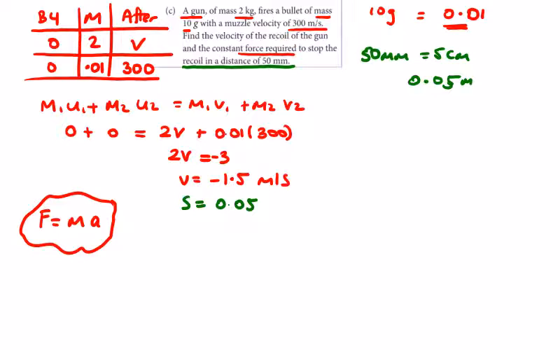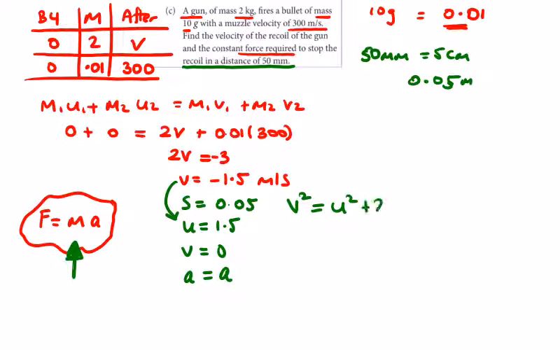What else have we got here? We know that it's going to come to rest, so that we'll call V. We'll call U 1.5, the initial speed of the gun, and then it's going to come to rest. So this V and this U are the same. And we have distance, we have initial speed, it's going to rest. We're looking for A, so we can plug it into this formula to get the force required to stop it. So what's A equal to? V squared equals U squared plus 2AS.